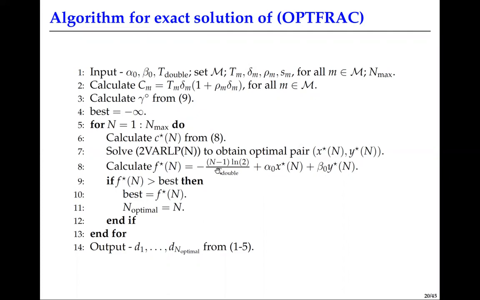This is the objective function value, and basically try doing this for different values of n, and just maintain the largest possible value that you get. And that's going to be your optimal n, and you also have the corresponding dosing plan from the equations that I described at the beginning of this tutorial. So that is the procedure for exact solution of that optimal fractionation problem under multiple normal tissues with a single modality.